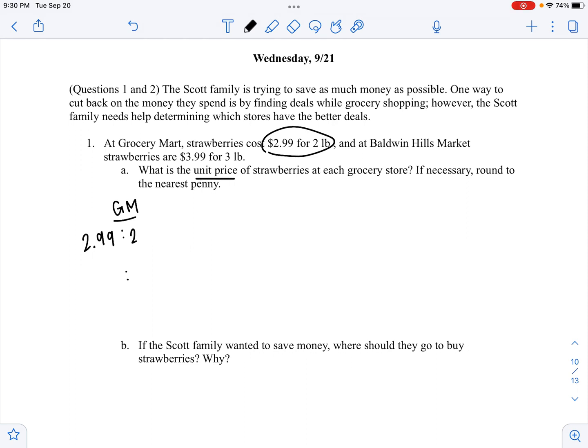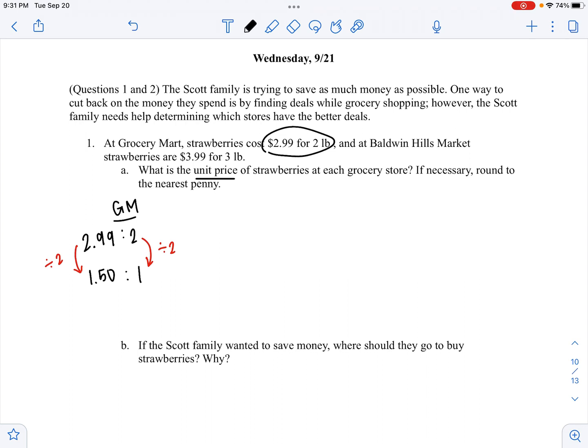When I'm thinking about the cost per one, I'm simply finding an equivalent ratio of something to 1. I know that 2 divided by 2 is 1, and so I need to divide the left side of the ratio by 2 as well. $2.99 divided by 2 can be rounded to about $1.50. Of course, it's really $1.49 and a half a cent, but we'll round to $1.50.